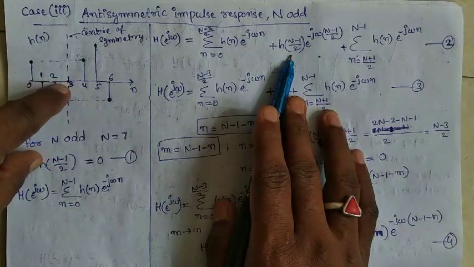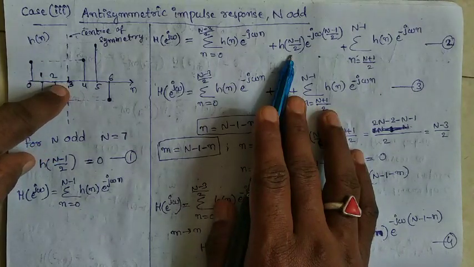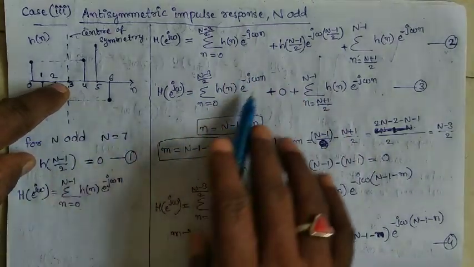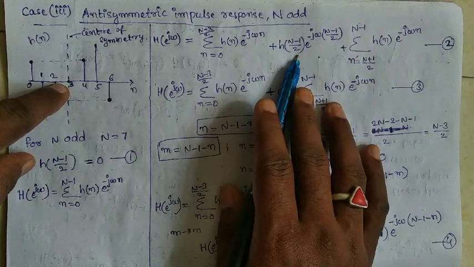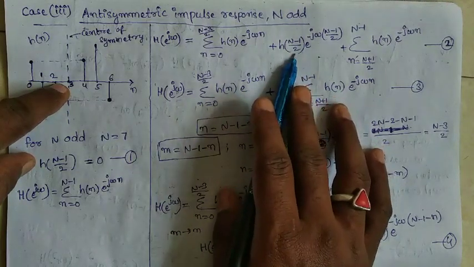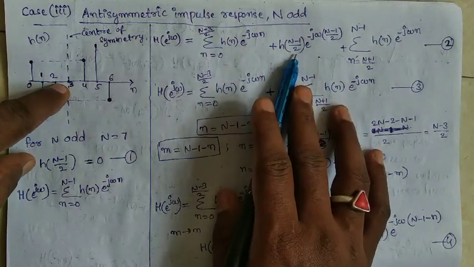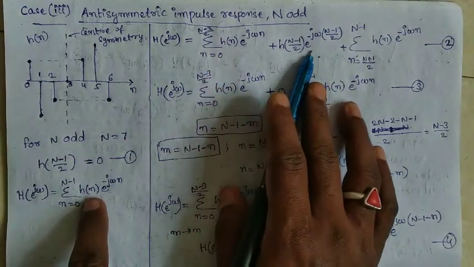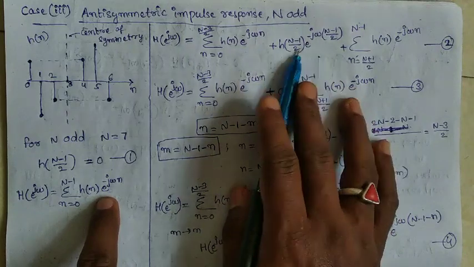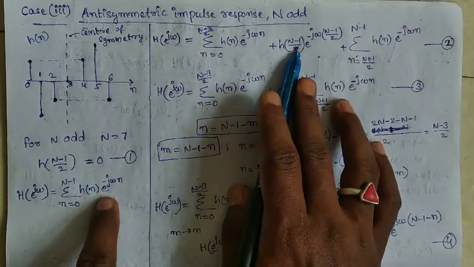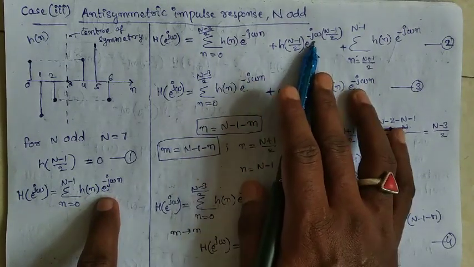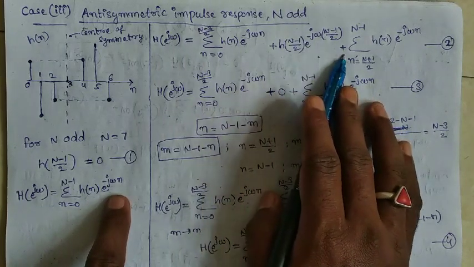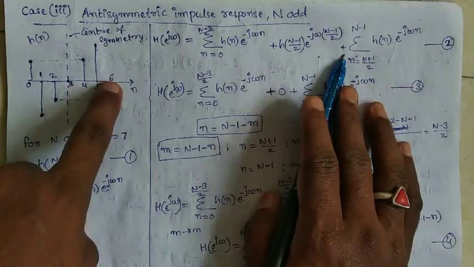plus h of 3. Here h of 3 value is 0. But 3 is equal to capital N minus 1 by 2, 7 minus 1 by 2, 3. Here h of 3 means h of capital N minus 1 by 2 into e power minus j omega of capital N minus 1 by 2, plus 4 to 6.